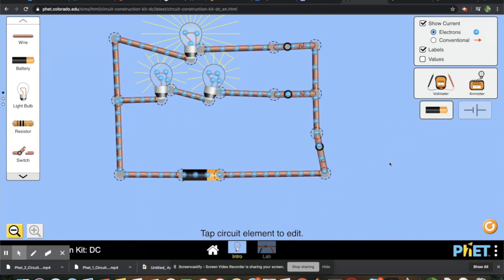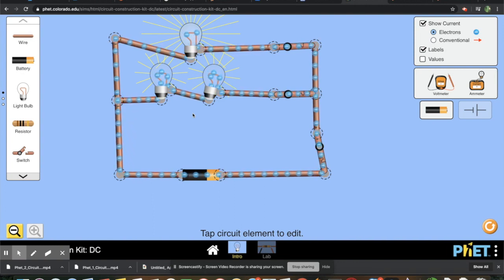Now let's answer questions 4, 5, and 6. Number 4 said rank the light bulbs in order of brightness. Well, we can just look. Light bulb 1 is clearly the brightest, and then 2 and 3 have equal brightness. And that makes sense. Light bulb 1 is the only light bulb in this branch, which means it's getting all 9 volts. The drop across that light bulb is 9 volts. So it's going to have the greatest energy use and therefore energy output. Down here, these light bulbs are sharing 9 volts. So they are going to be half the brightness of this top bulb, and they're going to be equivalent, the same brightness.